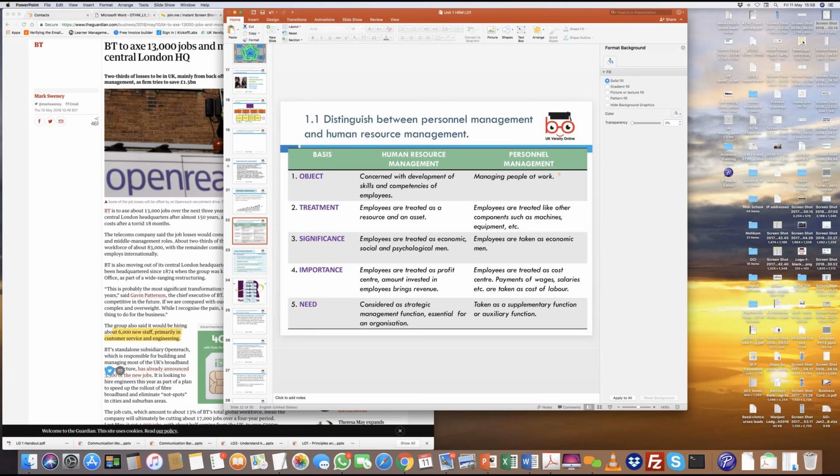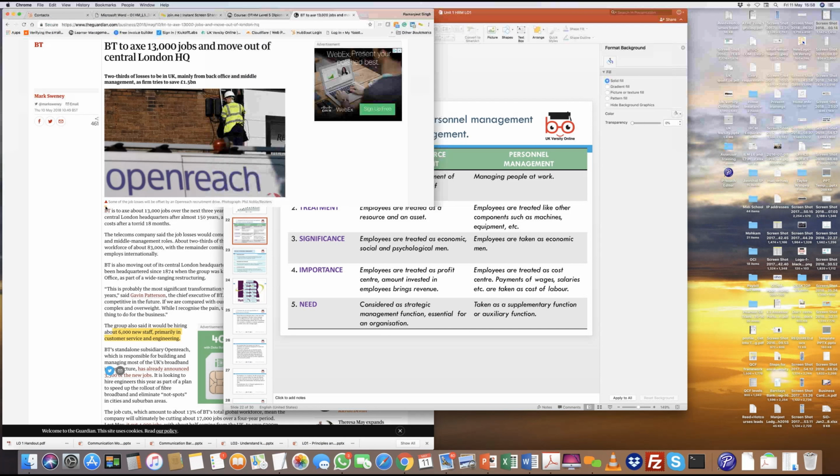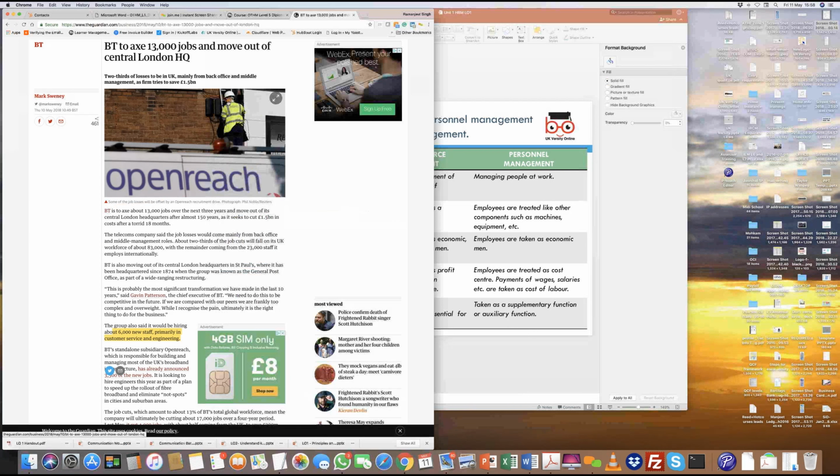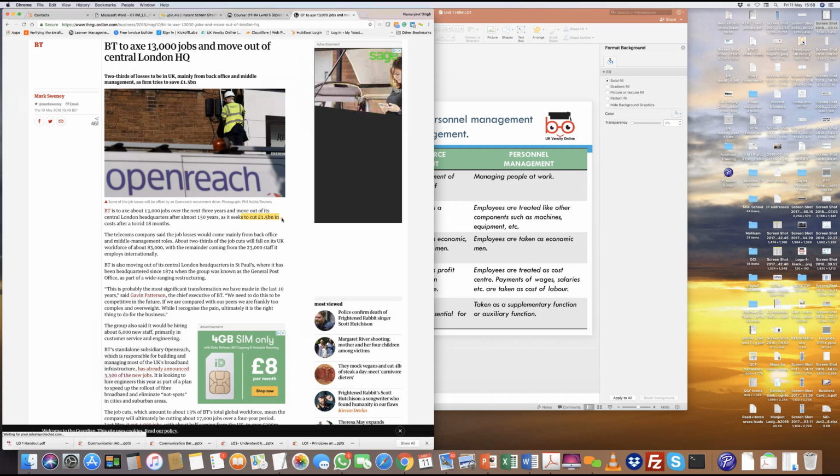So sometimes you will see, from the perspective of this decision, which is BT's decision to lay off 13,000 workers, that it is motivated to save money, to make cuts, to save 1.5 billion pounds. And this is more or less an economic decision. It is not a human resources management decision, but a decision taken by HR or the HR department, the top person in HR along with the management, to look at economic reasons.